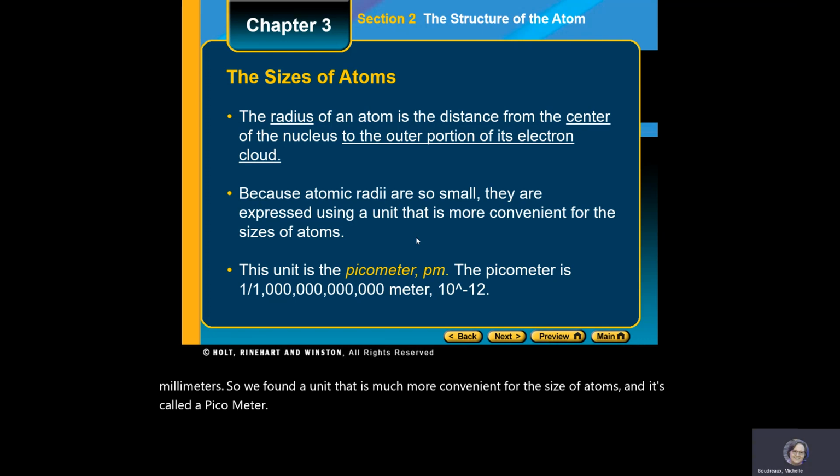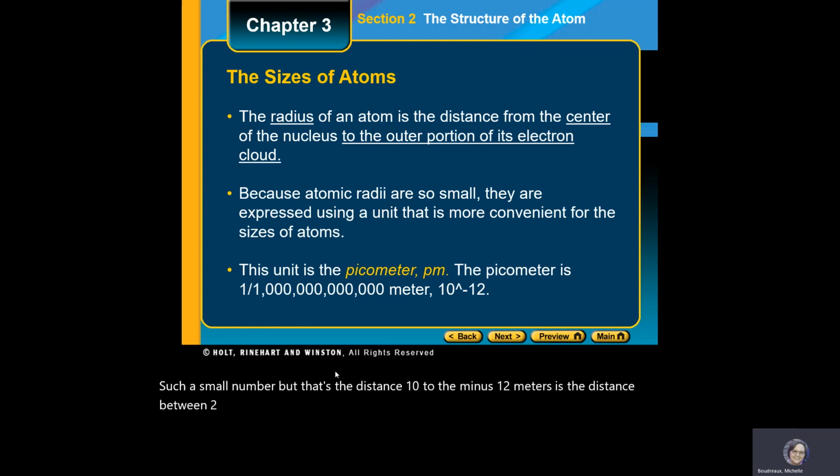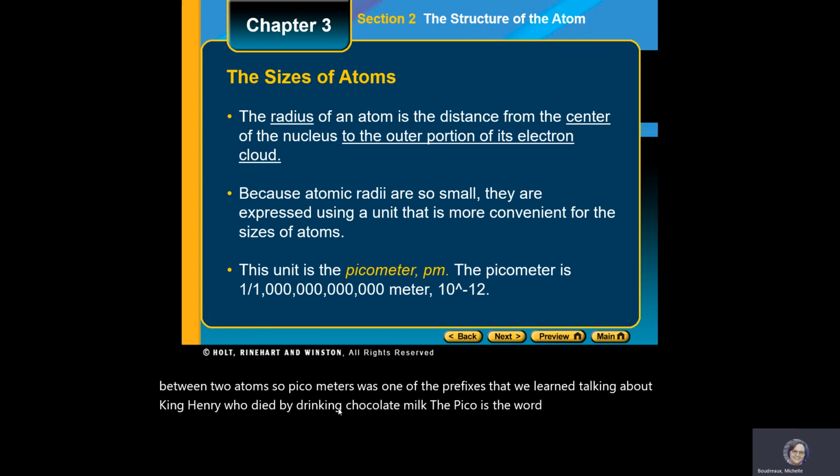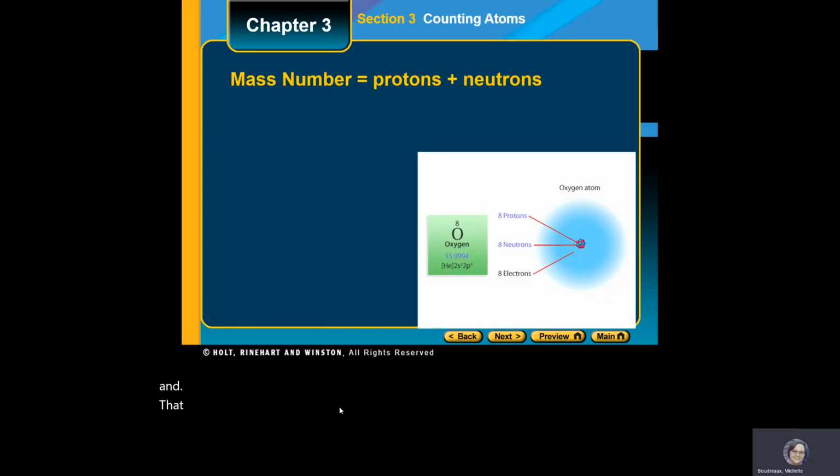The unit picometer is 10 to the negative 12. It's such a small number, but that's the distance. 10 to the minus 12 meters is the distance between two atoms. So picometers is one of the prefixes that we learned talking about King Henry, who died by drinking chocolate milk. The pico is the word pope in our rhyme, and that stands for 10 to the minus 12.